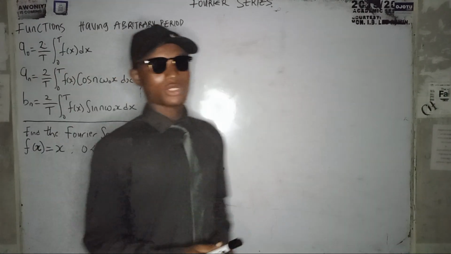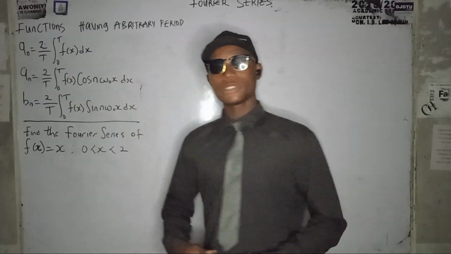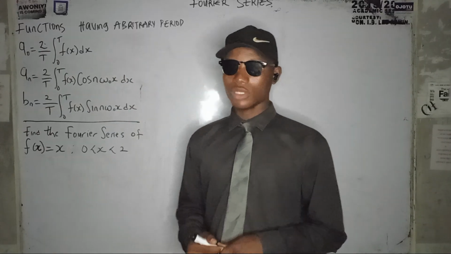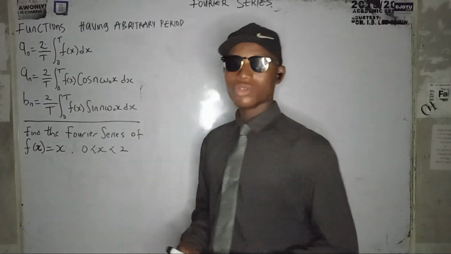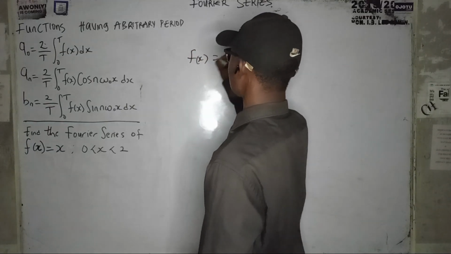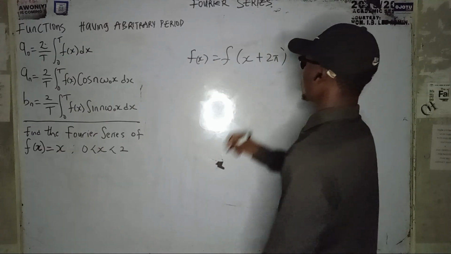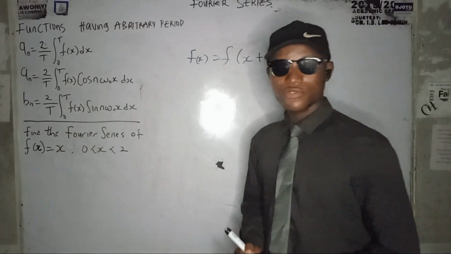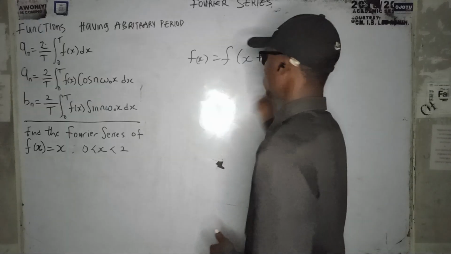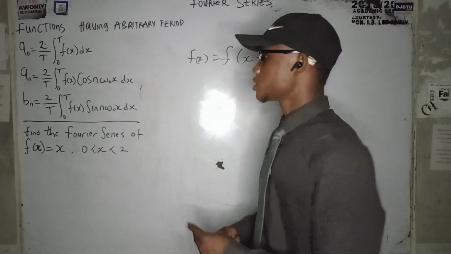Welcome back to my YouTube channel. In this video I'm going to be talking about functions that have an arbitrary period. That is, in this scenario, the function is not going to have a period such that f of x equals f of x plus 2 pi, and 2 pi is the standard period for the other cases that we have been solving since the beginning of this series.